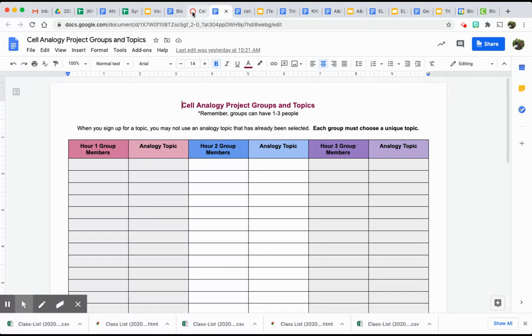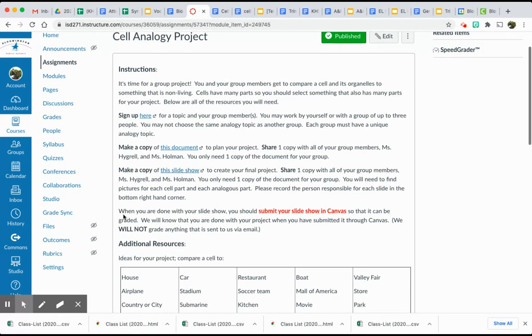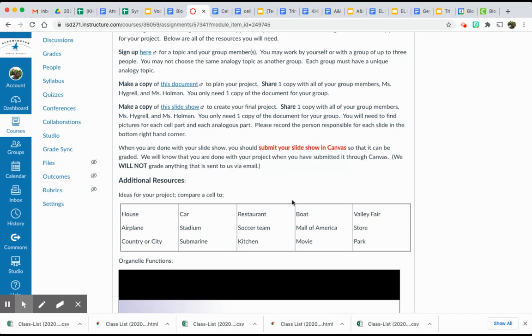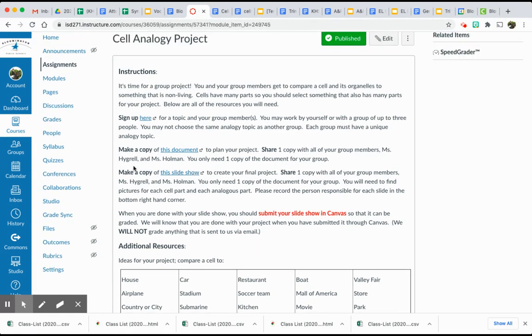Once you've decided who you're going to work with, you can decide what you're going to compare your cell to. Remember, you need to compare your cell to a non-living system that is complex. We have a list down here of just some things people have done in the past. You are not limited to this list. You can do many different things, but you cannot do the same thing as another group. So you're each going to need to select a unique analogy for your cell.